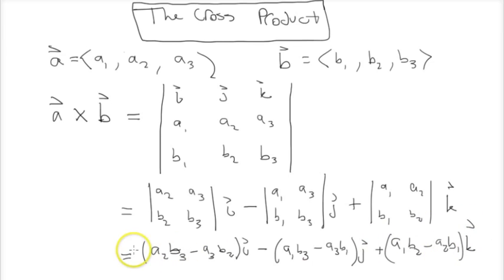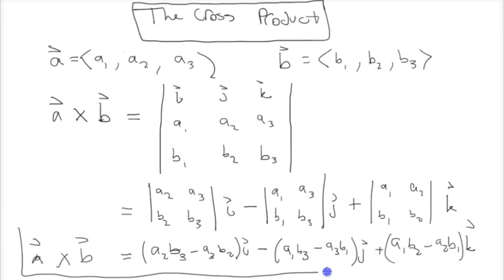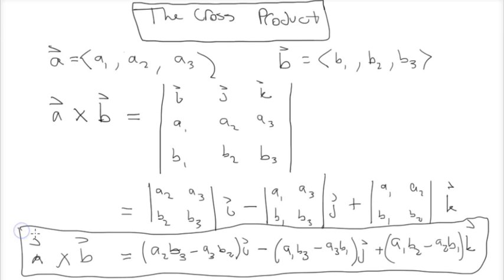And so now we have the vector written out in terms of i, j, and k. That means we can also easily write it out in bracket notation, taking the coefficients of i, j, and k. This is what the cross product of two vectors is equal to. And as you see, it is a vector.